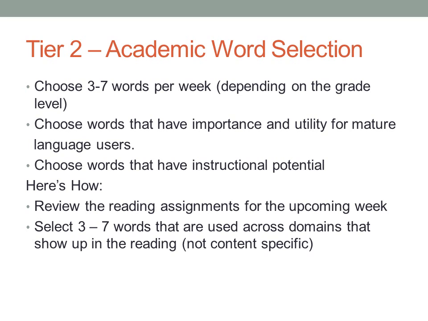For this, you'll want to choose 3 to 7 words per week, depending on your grade level. You're going to choose words that have importance and utility for mature language users. You're going to choose words that have instructional potential. So here's how. You review a reading assignment for the upcoming week. Select 3 to 7 words that are used across domains that show up in the reading. These will be not content specific. So let's take a look at an example.